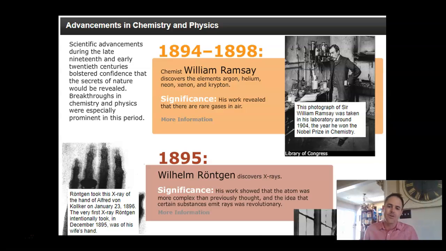In 1895, Wilhelm Röntgen discovers X-rays, and his work shows that the atom was more complex than previously thought. Remember, people didn't really know what's going on inside the atom. Now, with his discoveries of X-rays and the idea that certain substances emit X-rays, it's revolutionary. It's reimagining this world at a subatomic level. There you see the very first X-ray of his wife's hand.